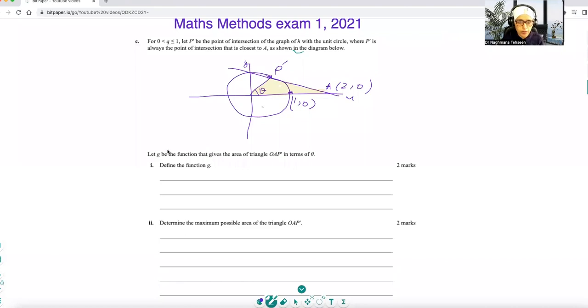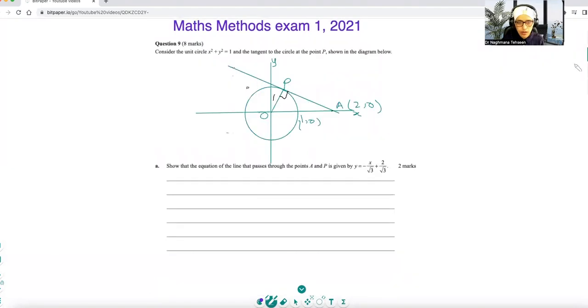So, today we will complete our Maths Exam 1 2020. We'll start with question number 9. That's the last question of this exam paper. So, let's start with that. Consider the unit circle with the tangent to the circle at the point P shown in the diagram.